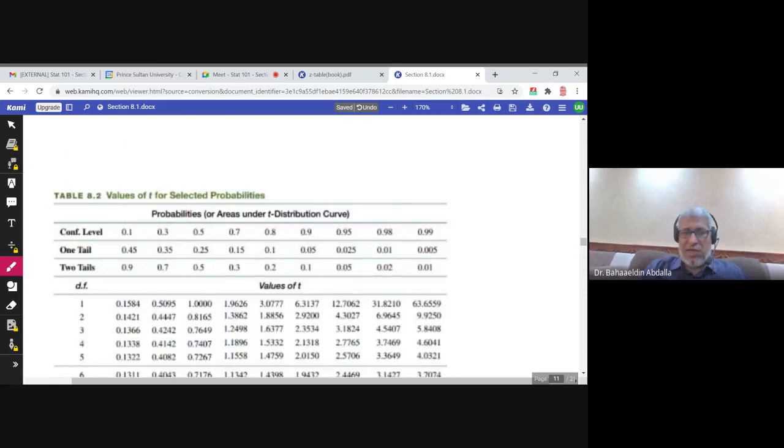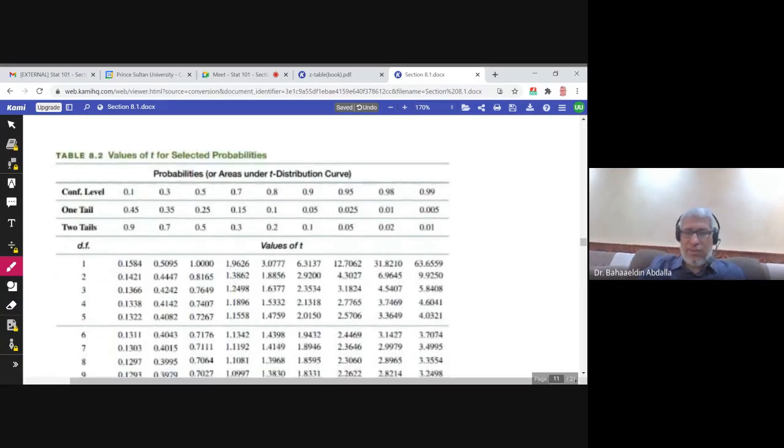This is the t table. And here we will have probabilities for areas under the t distribution curve. So here inside the table, we have the t values. So these are not the probabilities. We have the t values inside the table. And this is different than the standard normal. Inside the standard normal, we have the probabilities, while inside the t table here, we have the t values.